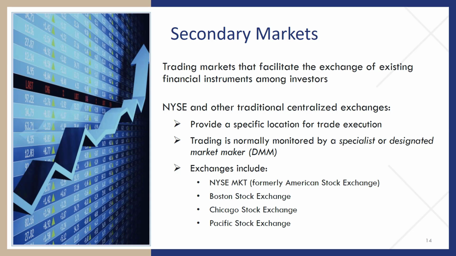Now, one of the interesting things about an exchange is they did have what's called a market maker, which we talked about earlier, but they would only have one market maker, and the term used for that one market maker would be called a specialist. That term has now been replaced by the term DMM, or designated market maker. And other exchanges include the New York Stock Exchange MKT, formerly known as the American Stock Exchange, which was purchased by the New York Stock Exchange.